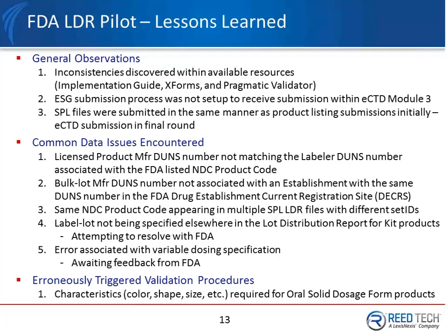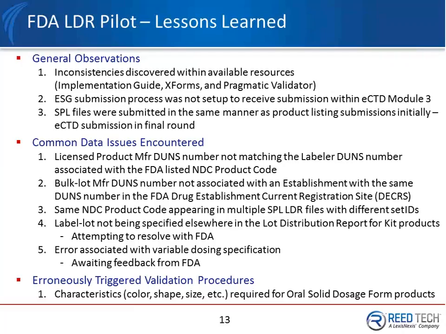So again, if you're familiar with product listing requirements, whenever you're listing a product, you identify establishments associated with the manufacturing, analysis, or testing of that product, and you include that in your SPL. You may know that the FDA then cross-validates that establishment information, both the DUNS number and business operations that you include, with their establishment registration database, the DECRS site. That's another acronym we have there.